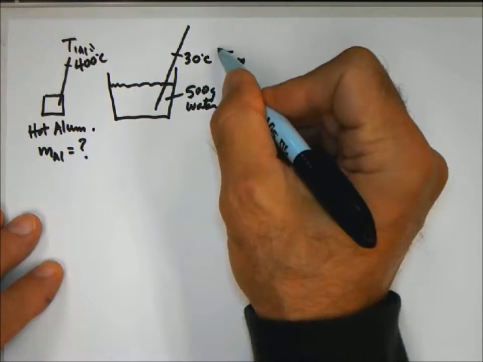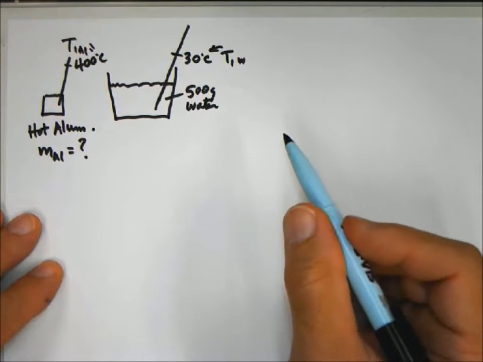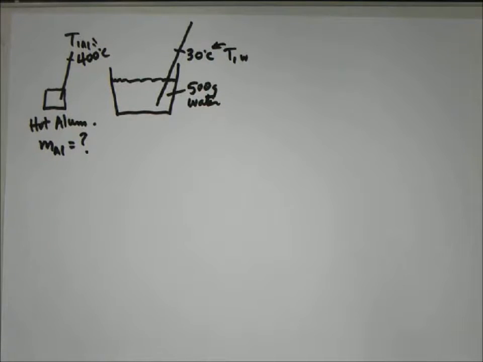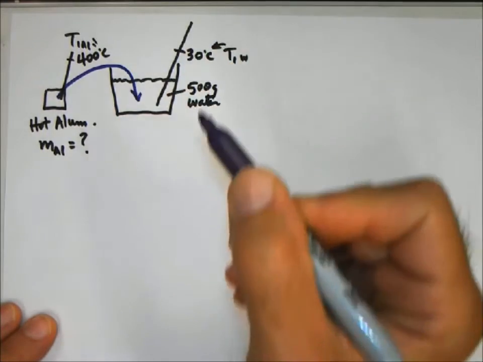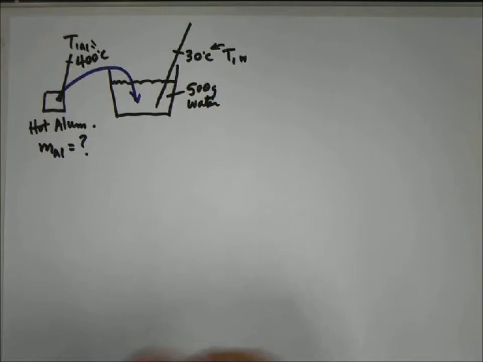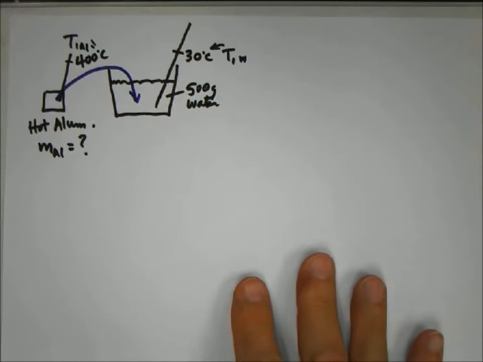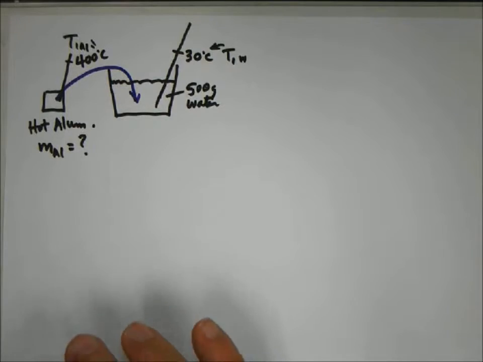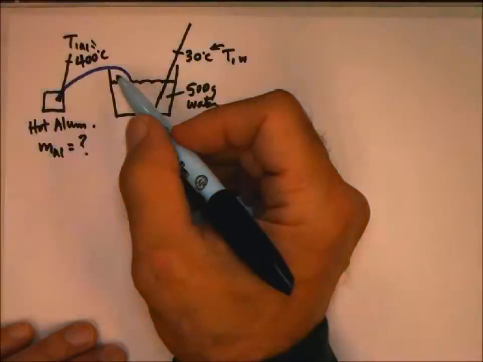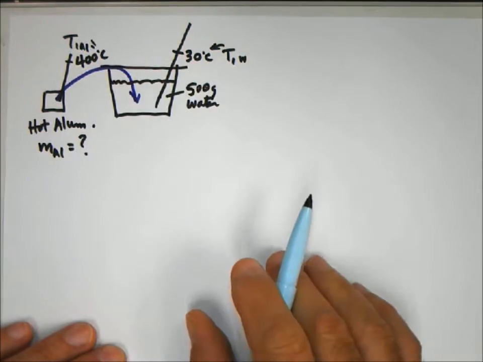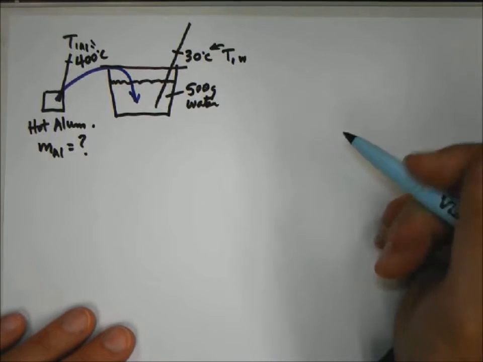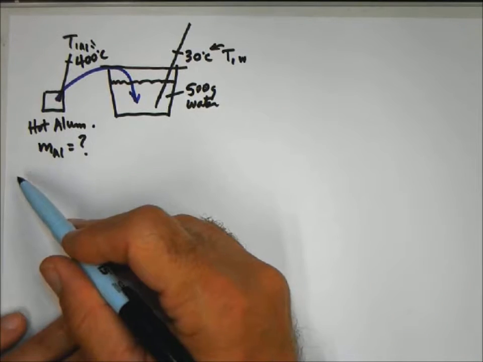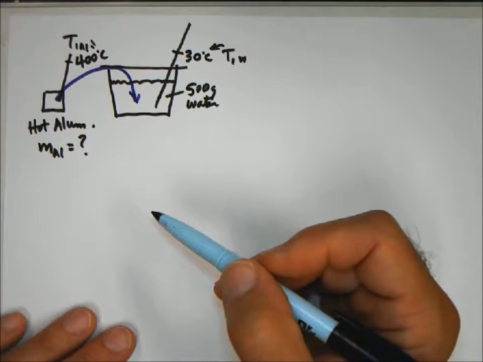Okay, now let's say that we take that hot aluminum and we transfer it, dump it into that bucket of cool water or lukewarm water, and that heat is transferred to the water. And we put a lid on it so we don't lose any heat to the surroundings. And let's see if we can figure out the mass of that aluminum that was in there.